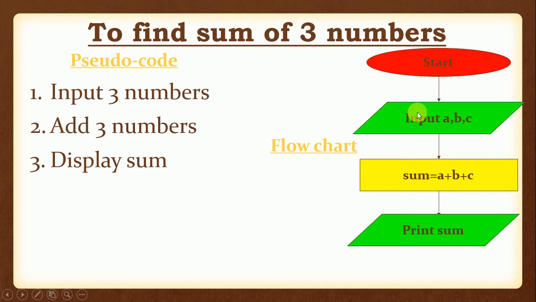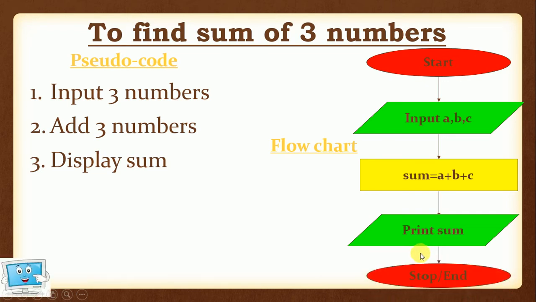Remember that the input box and the output box both have the same shape, that is a parallelogram, and the start and the stop or end box have the same shape. So for the output we have print sum, that is it will display the sum, and after that we will use the connector symbol, and at last the flowchart will be stopped, that is stop or end. Program is stopped. So this is the way we need to create the flowchart of any pseudocode which we have written. One more example is there.